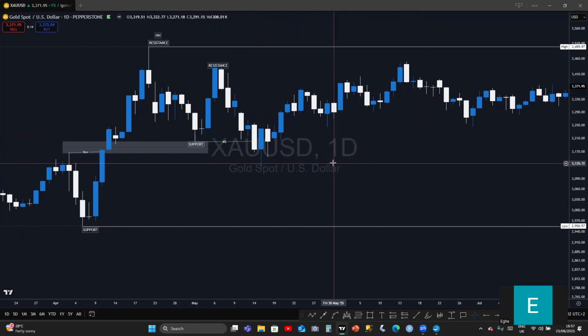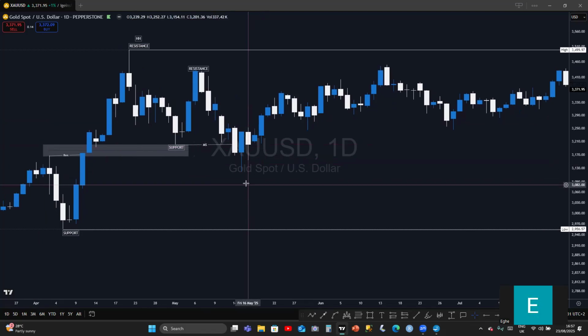Then the first sign is market shift or change of character. That is what you should watch out for. Once you see a market shift or change of character, you just know that there's a sign or there's a possibility for a price to change to become bearish. So market shift.